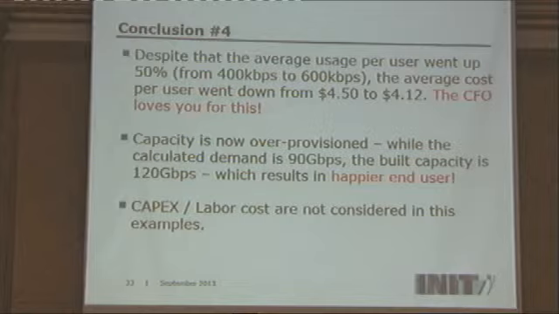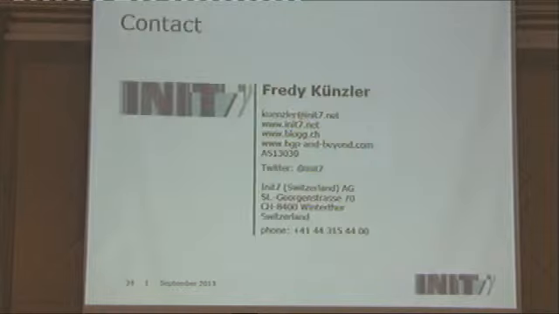And on the other hand, capacity is over-provisioned. The actual demand is 90 gigabit, but the build capacity is 120 gigabit, which results in happier end users. This is probably also an advantage for your marketing department, because you're competing with other networks in your local market. What I didn't consider here is capex and labor costs, but I mean this would probably be beyond the scope of this presentation, and I hope that my calculations make somewhat sense.